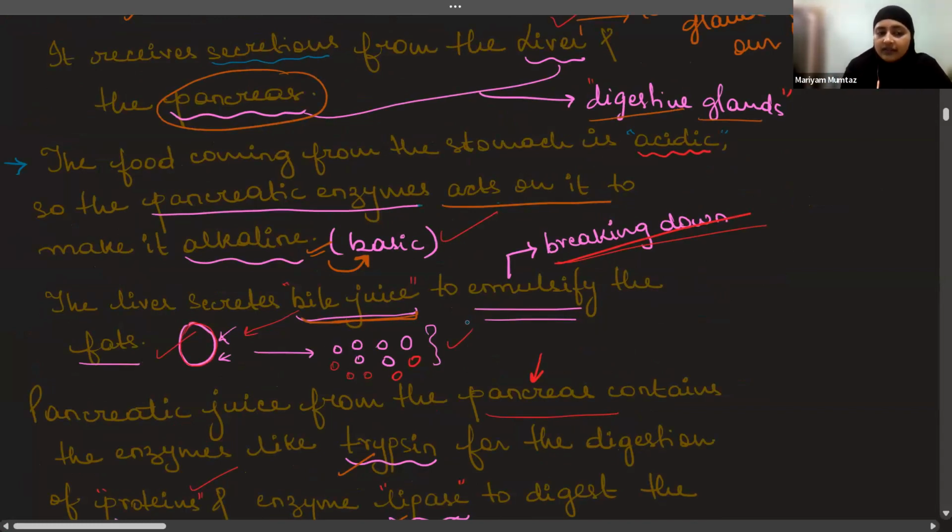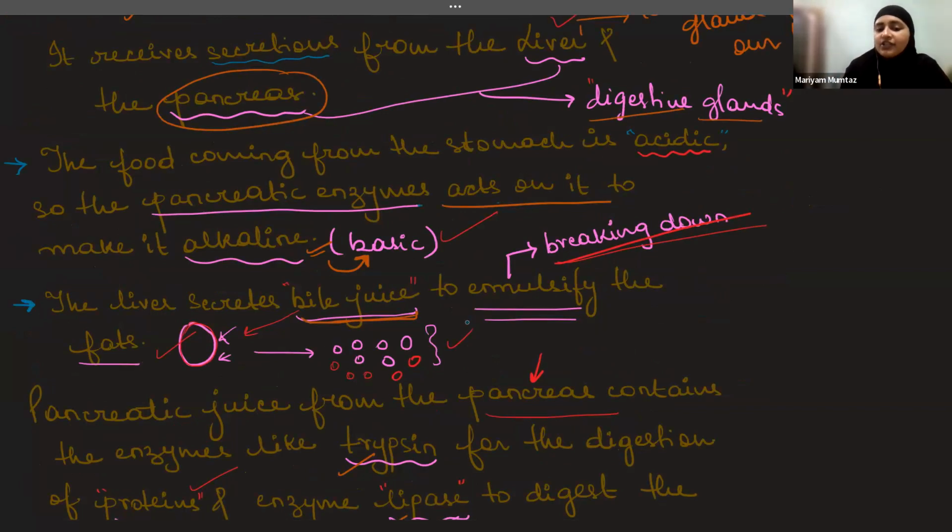Now, the liver, the largest gland of our body, secretes bile juice. What is the secretion of liver? Bile juice. Yes. Now, what is the function of bile juice? The function of bile juice is to emulsify the fat.